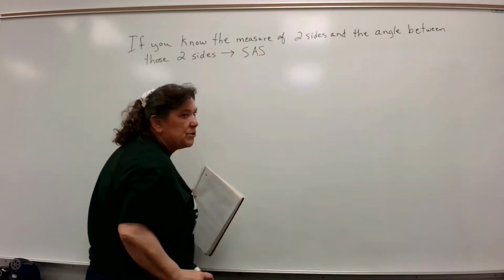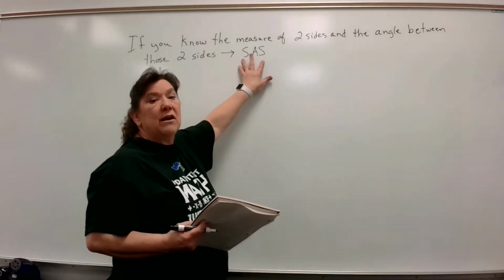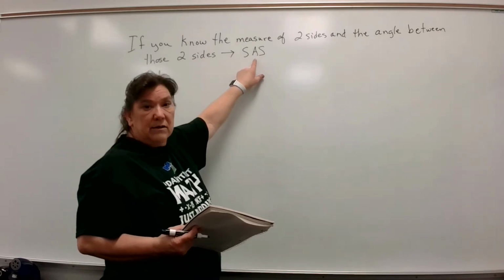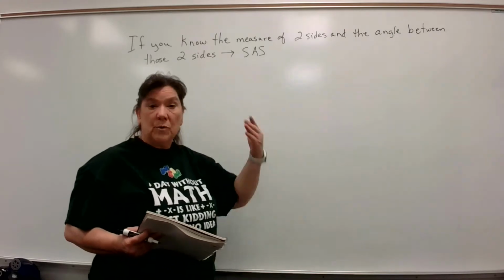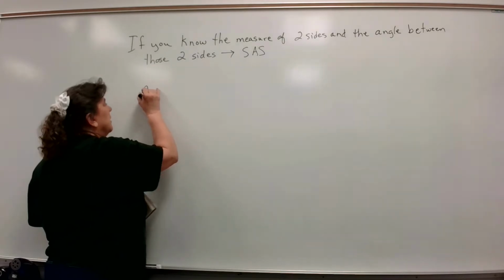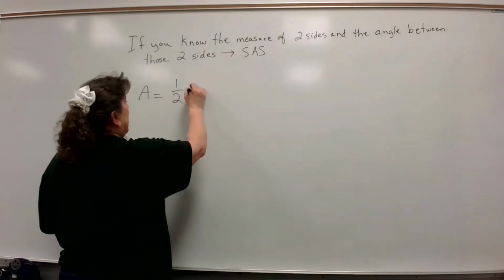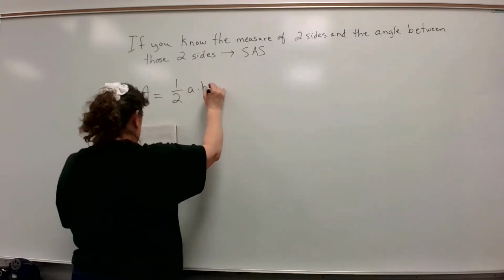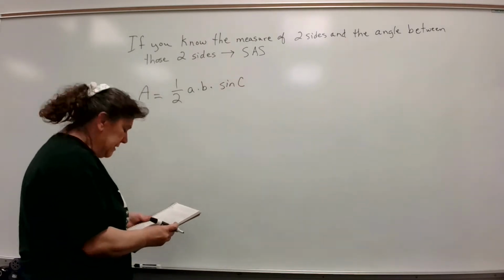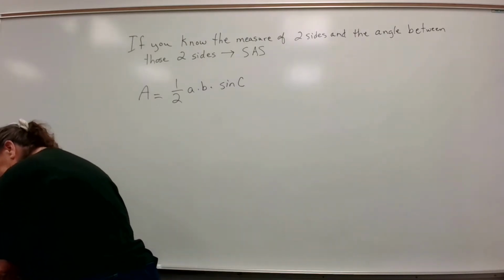Remember that from similar triangles? We could prove triangles were similar if the two sides on either side of the angle were proportional and the angle in between those two sides were equal. So this is what we're going to do. The area of this triangle will be 1/2 times A times B times the sine of the angle C. So let's look at a couple examples of that.